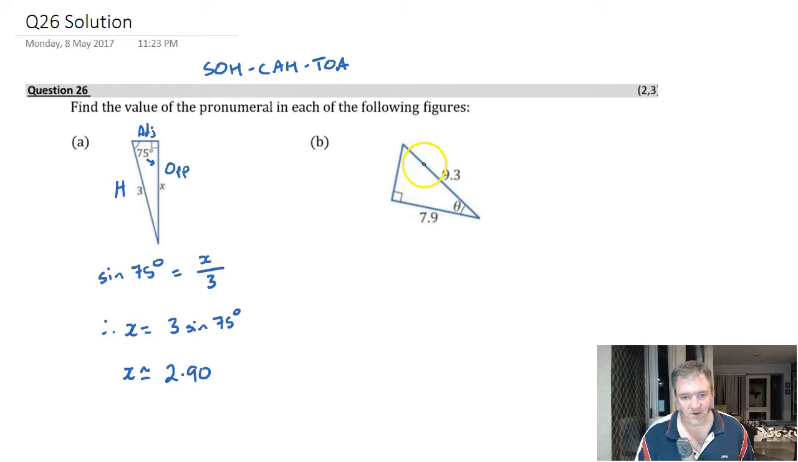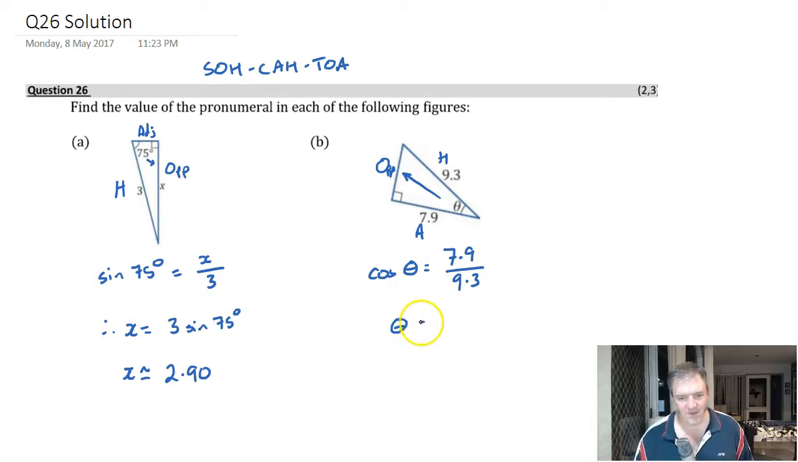What sides have we got? Well, we don't have the opposite side. We've got the hypotenuse and the adjacent side, so this is, of course, cosine. The cosine of theta equals the adjacent, 7.9, divided by the hypotenuse, 9.3. To undo theta, we do the arc cosine. Arc cosine of that angle, 7.9 divided by 9.3.